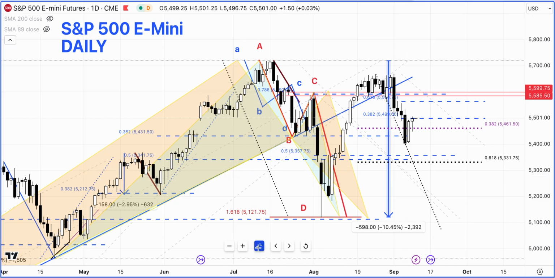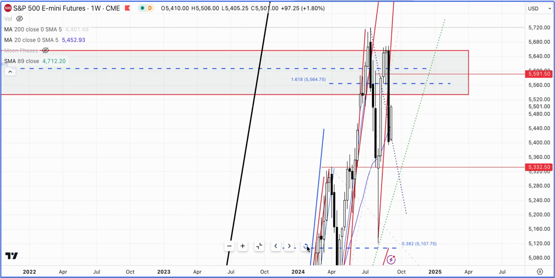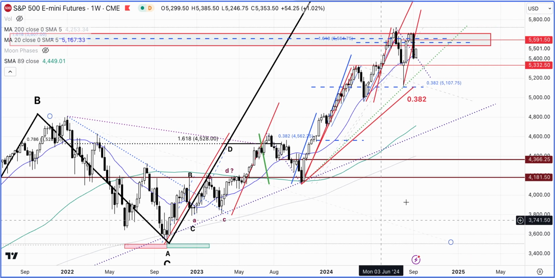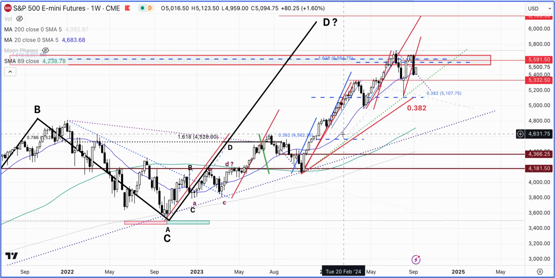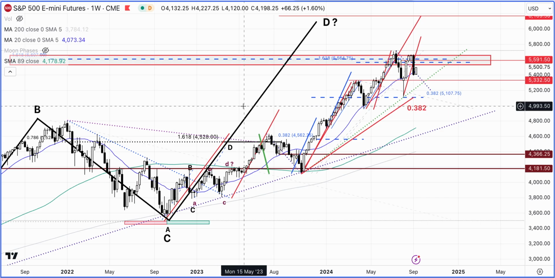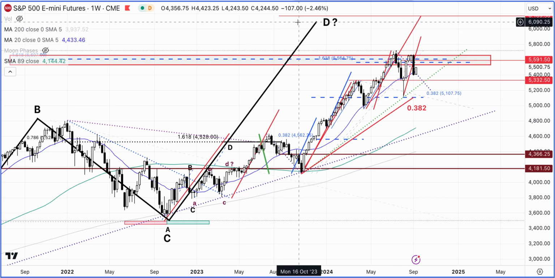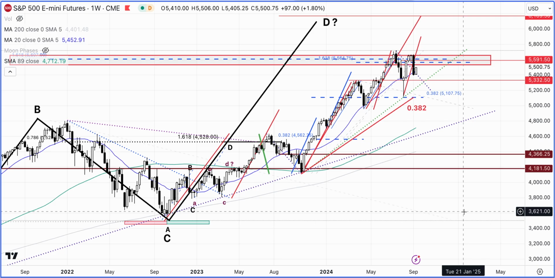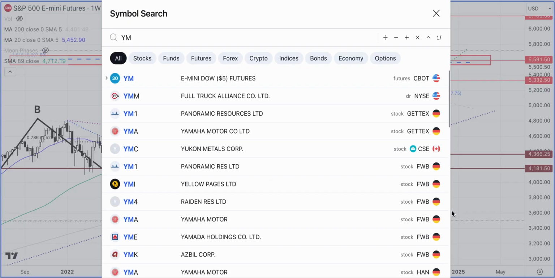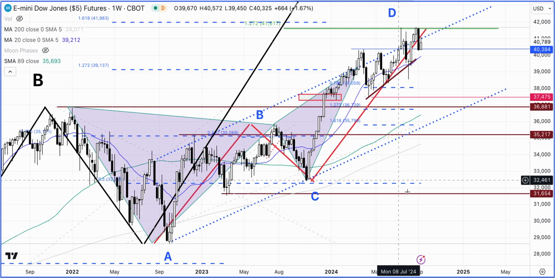And moving to the weekly chart, so this is a longer term view, we have some higher targets as well. There's a possibility that the S&P 500 could in fact go and complete this big ABCD around 6,100 on the futures. It's also a little over 6,100 on the cash as well. A quick look at the Dow Jones.